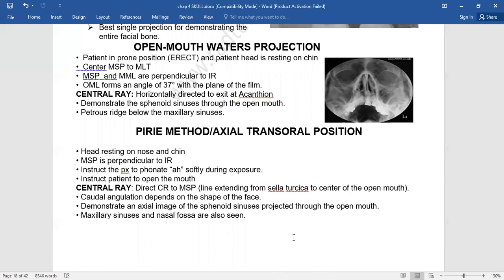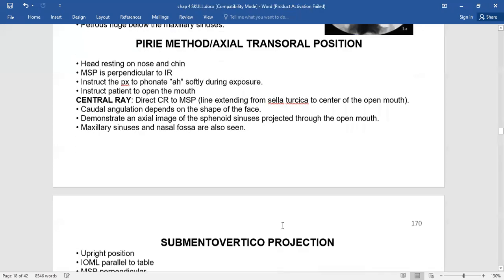Instruct the patient to open mouth, siyempre, kasi kailangan niya magsabi ng ah. So, nakanganga siya. The central ray is directed to the MSP. There is also a caudal angulation depende sa shape ng face ng patient. Also, it demonstrates an eggshell image of the sphenoid sinuses projected through the open mouth. We can also see sa Pirie method the maxillary sinuses and the nasal fossa.